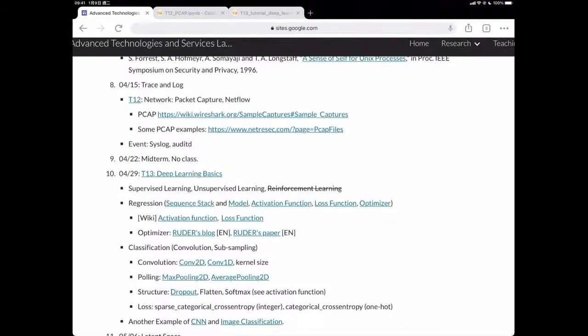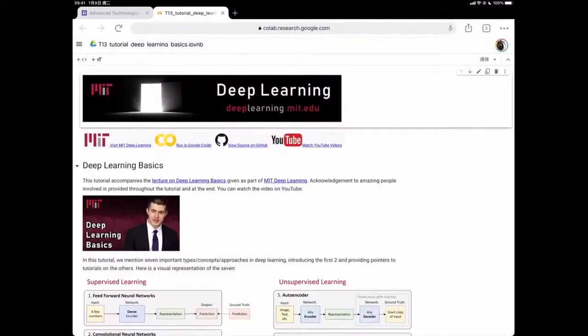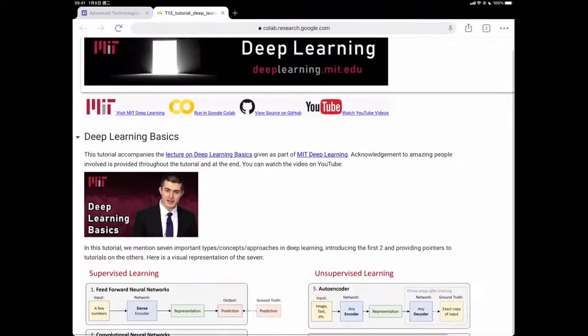Deep learning, topic 13. I didn't write this slide. This slide is provided by, I think it's MIT. It has a lecture, deep learning basics. So I just simply copy its slide. So it's right on here.